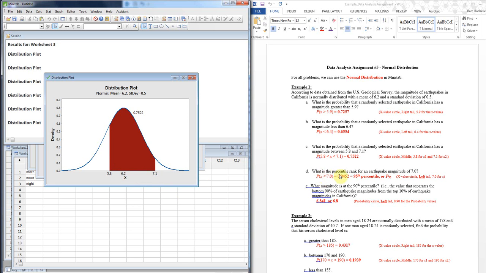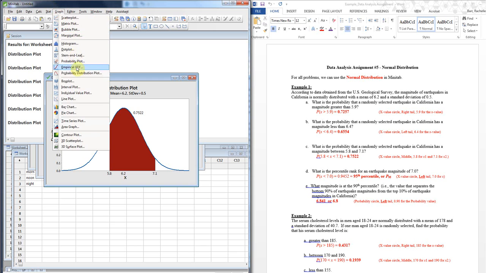So in E, we want to know what's the percentile rank for a magnitude of 7. So percentiles are a way of measuring you against everybody in the distribution, and your percentile marks which percentage you are at when we count area or percent as everybody who scored worse than you or everybody who's below that specific score. So we're doing area to the left here. That's why we write it as less than or equal to 7.